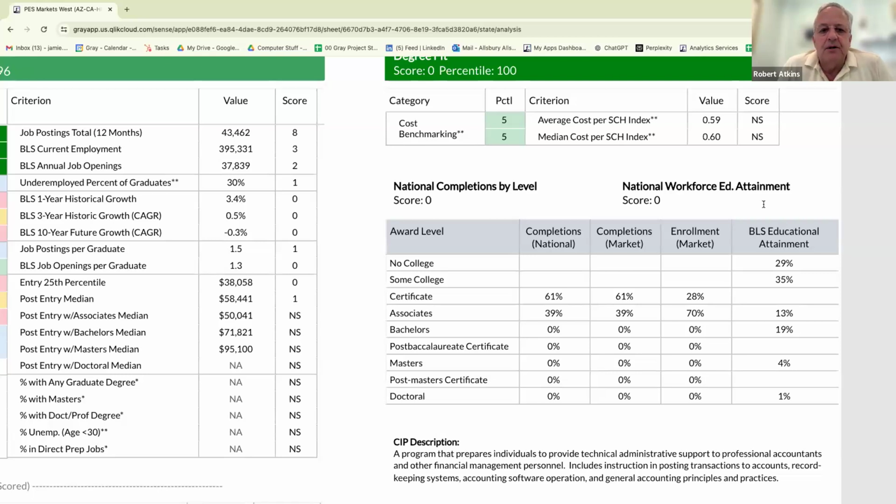And then at the top there, you can see our cost benchmarking information. We keep track of what it costs to teach this at some 50 institutions. And it is a scale where 1 is an average cost of instruction. So we can see this one is actually quite a bit below average in terms of cost to teach. The cost per student credit hour is at the 59th percentile, and the median cost per student is about the same at the 60th. So it's an inexpensive program to teach compared to others.